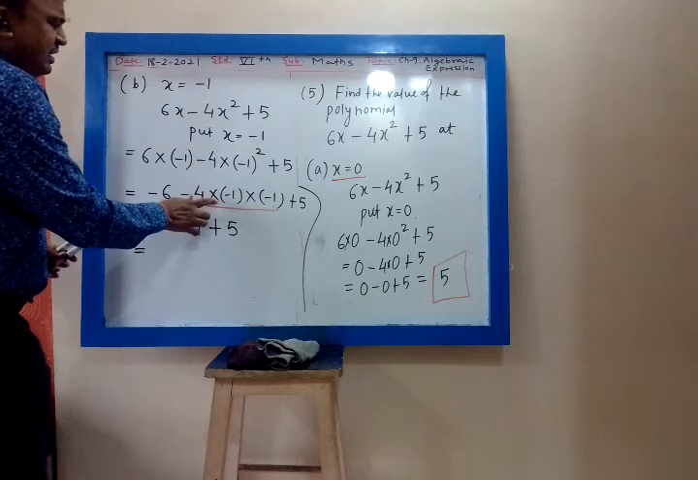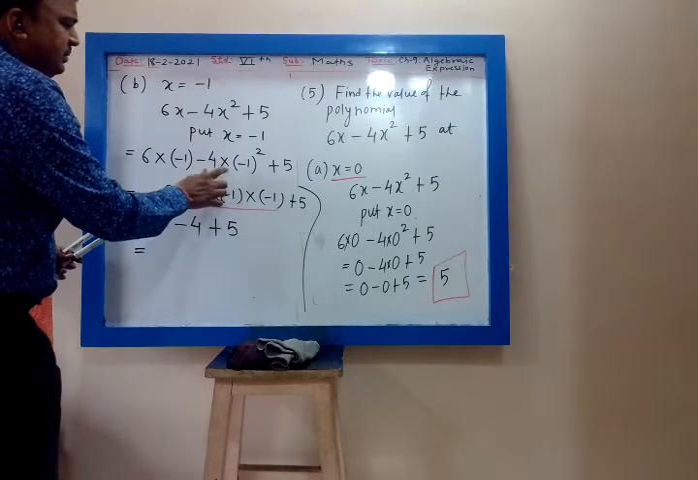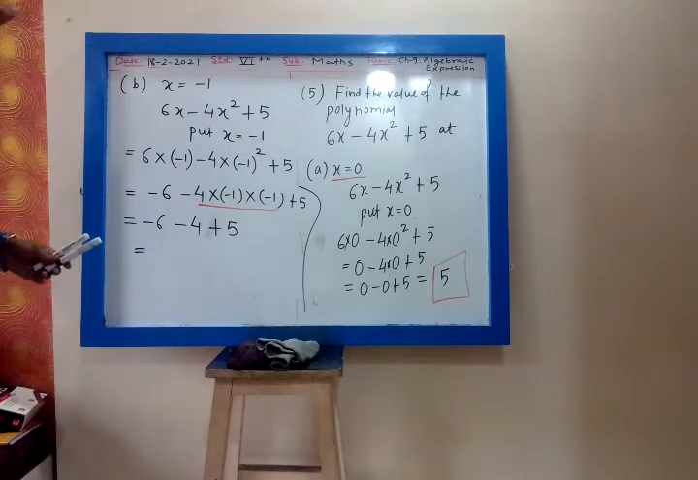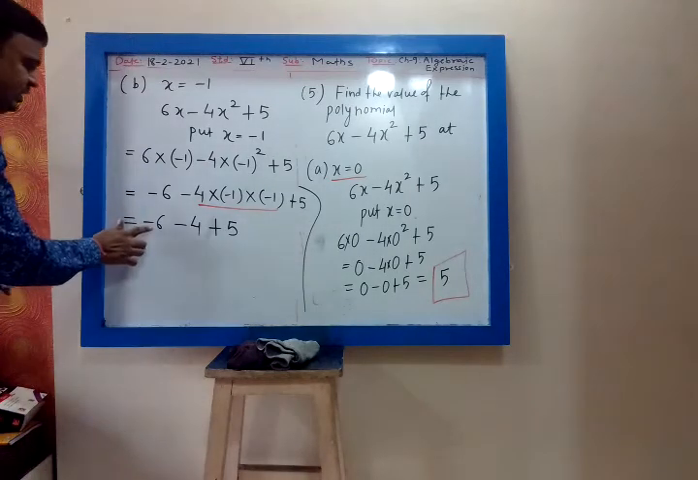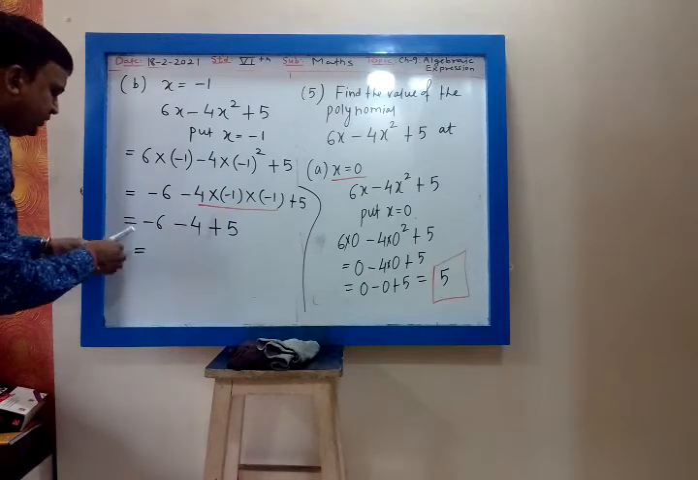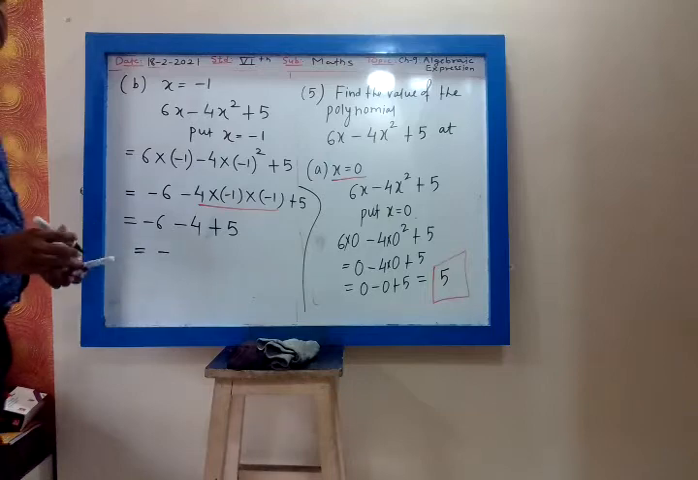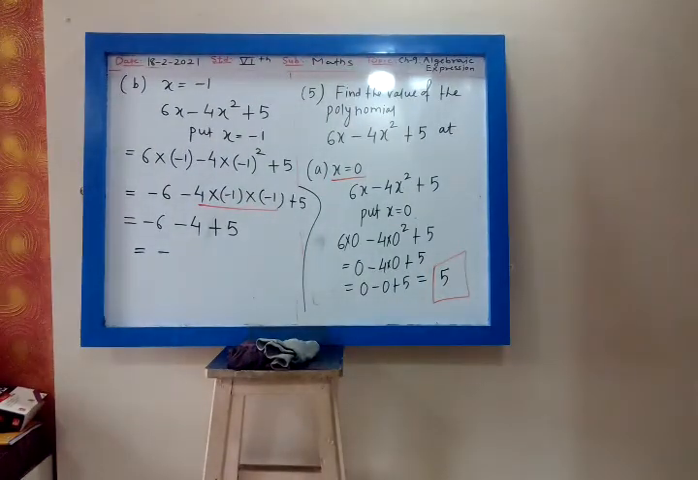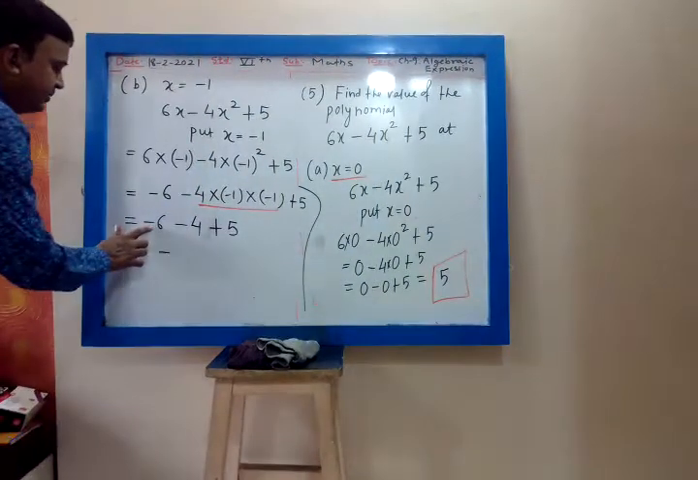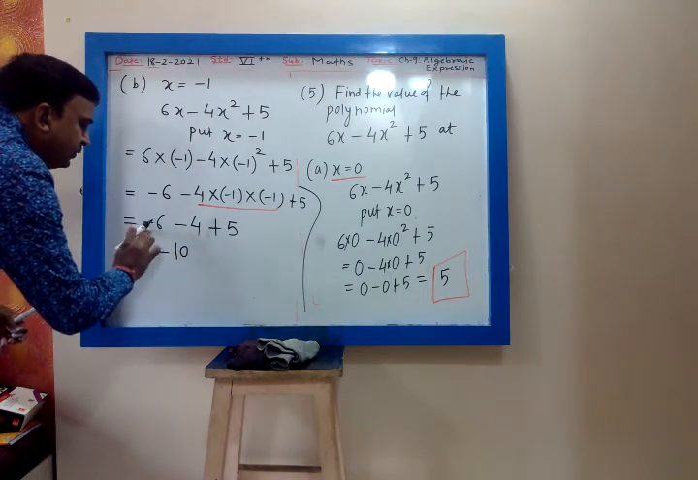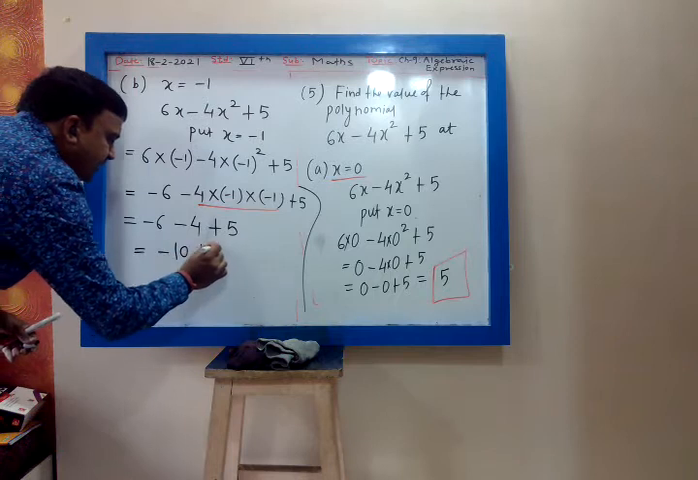No, it is multiplication sign. Now minus 6 and minus 4, they have same sign, minus. So I will take the common sign minus. It is very much clear, right? Minus 6 and minus 4, I will take the common sign minus, and then 6 plus 4 is 10. So minus 6 minus 4 is minus 10 plus 5.